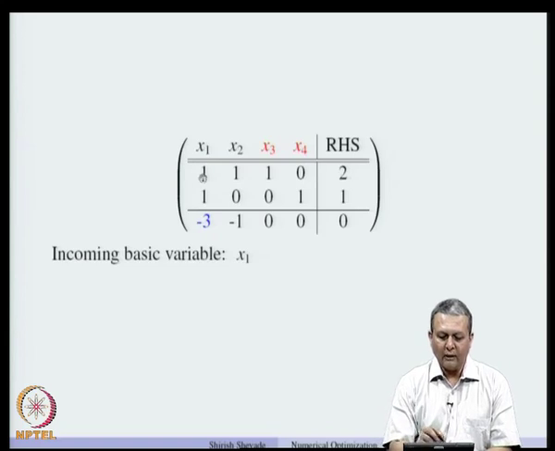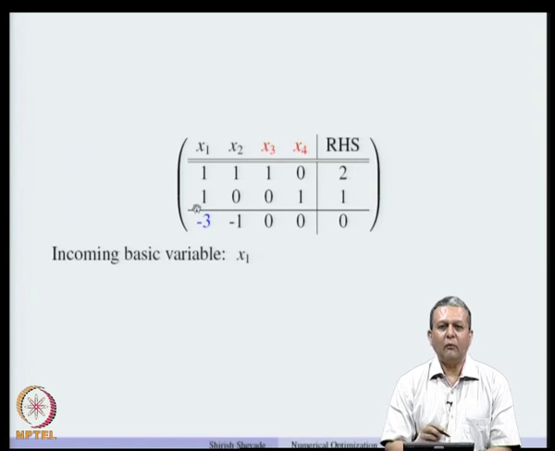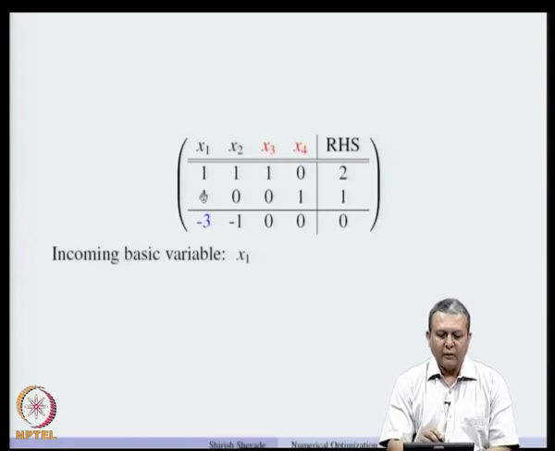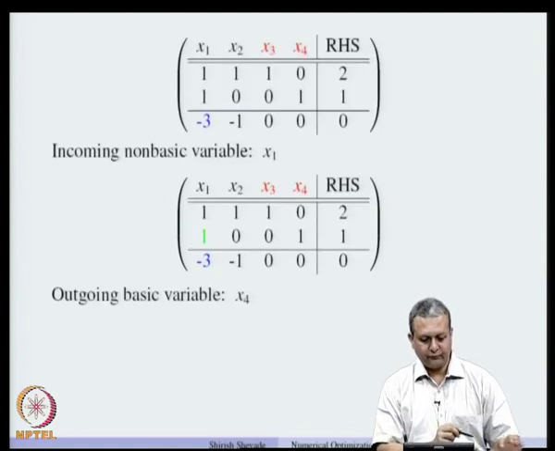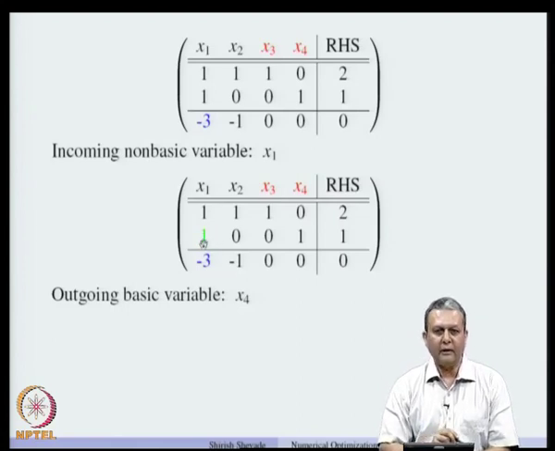So, 2 by 1 and 1 by 1 are the two ratios that we have found, and out of this 1 by 1 is the smallest. So, by using the minimum ratio test, we decide that x4 is the variable which needs to be made non-basic. So, that is shown by green color here.